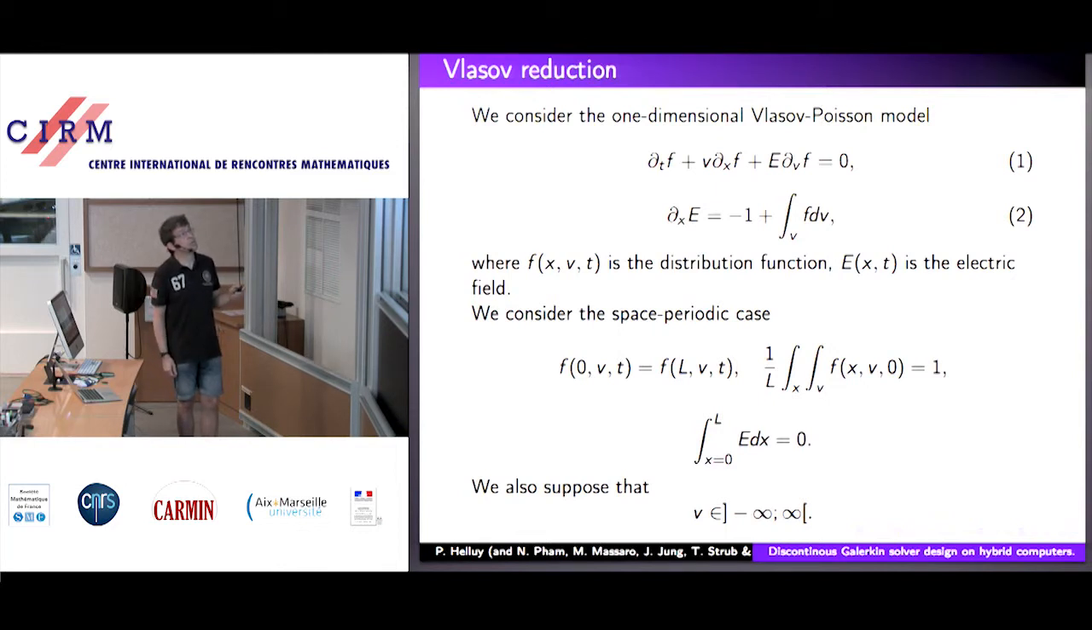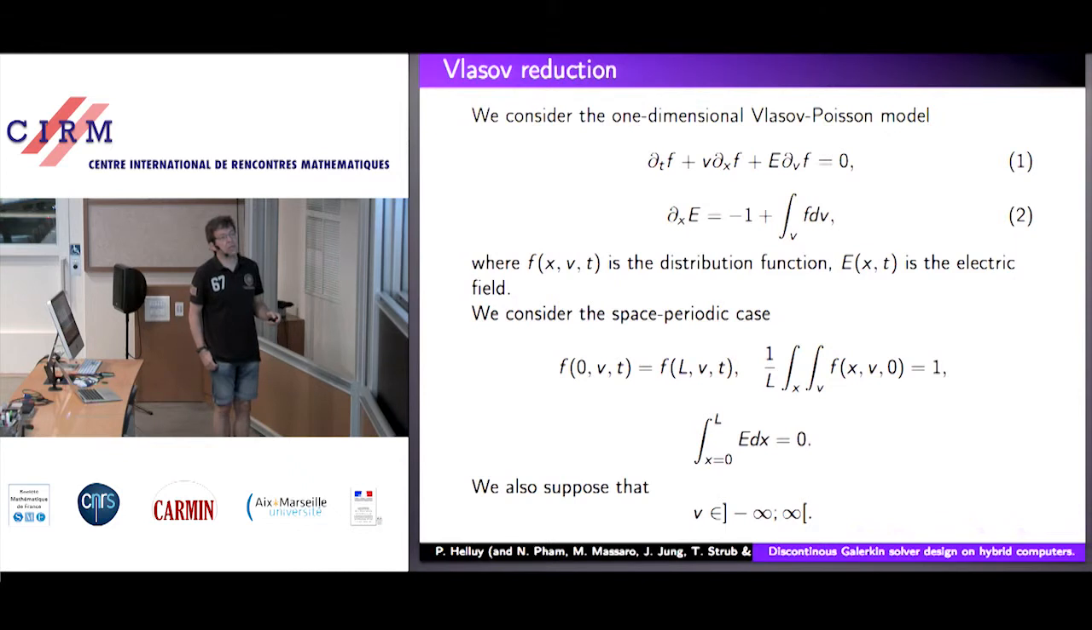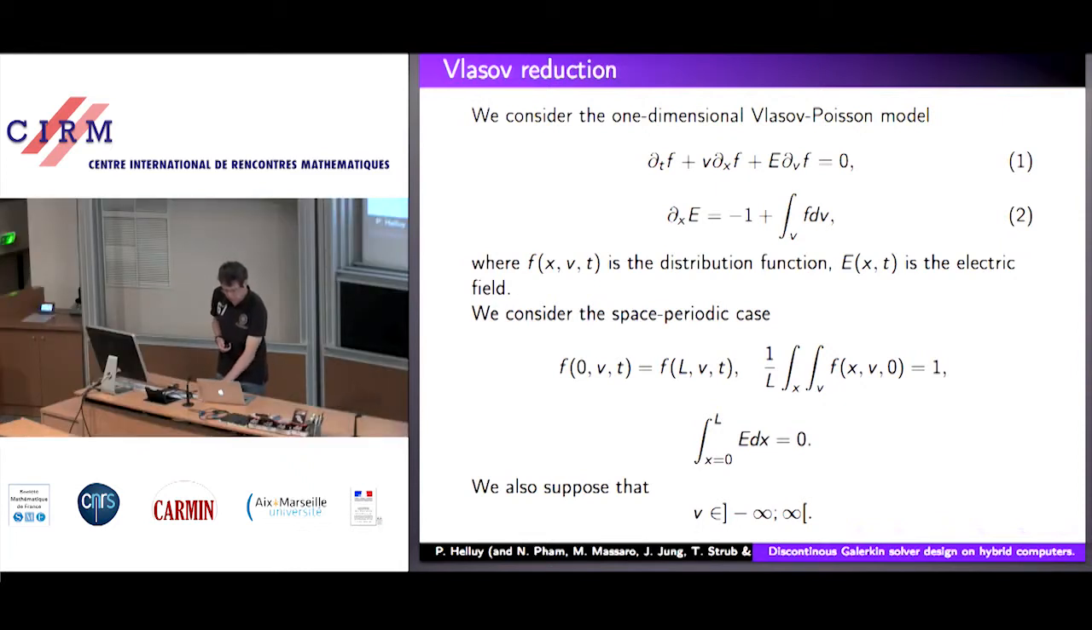And for simplicity, I consider, as I repeat, the one-dimensional case with a periodic boundary condition in space. So we are on an interval 0, L. I suppose that the mean value of the distribution function is fixed. And I also suppose that the mean value of the electric field is fixed. For simplicity, I will consider the velocity in an infinite space here. So this equation is probably the simplest model for plasma flows.